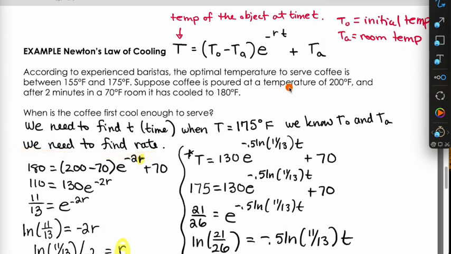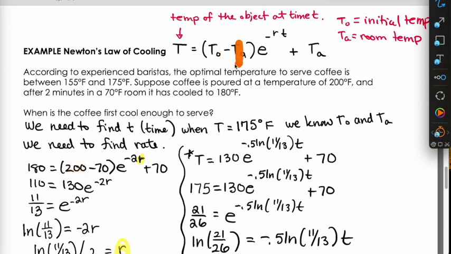So the last part of this question gives us enough information to figure out what our r value is. It says when it's poured at 200 degrees Fahrenheit and it sits for 2 minutes to cool in a 70-degree room, it cools to 180. So all this information we can plug in to solve for r. So this is the final temperature of 180. Looking at Newton's law of cooling, that's this here, the final temperature of the object. This is our initial temperature, so that's 200.